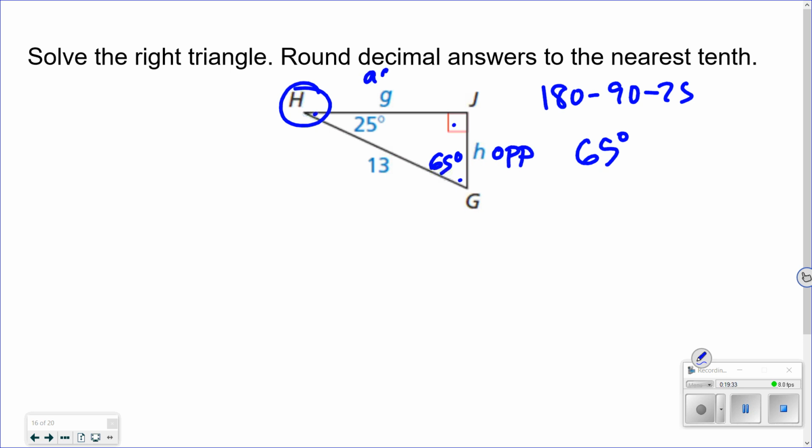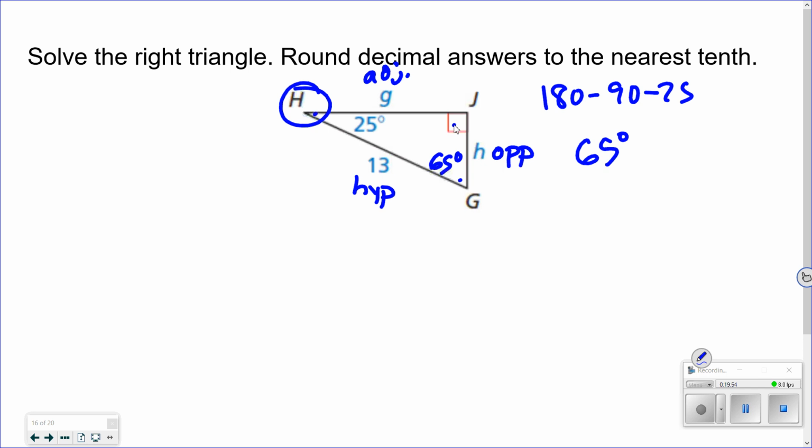G would be the adjacent side, and 13 would be the hypotenuse. When I set up my equation, I only want one variable. So I am not going to go opposite over adjacent, because that'd be H over G. I'm going to do opposite over hypotenuse because I know what the hypotenuse is. So opposite over hypotenuse, think of SOHCAHTOA.